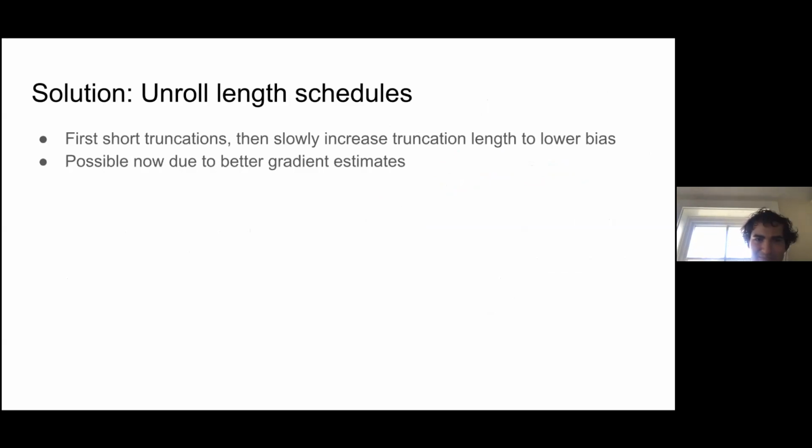The solution we have for this is to just increase the unroll length. It's a fairly simple idea. First start out with short truncations, and then slowly increase the length of truncations to lower bias. The trick here is that this is now actually possible. Before, people conflated length of truncations with stability of training. You couldn't increase the truncation length too long because otherwise training wouldn't work out. You would have unstable dynamics because of the exploding gradient problem I mentioned earlier. But now that we have better gradient estimators, we can actually increase the length of the truncations. This sadly is still quite expensive. You're still having to compute these full-length unrolls. So it's not perfect, but this is the best we have at this point.